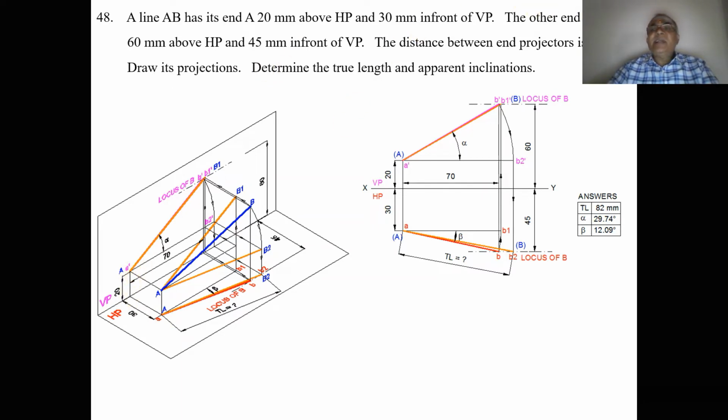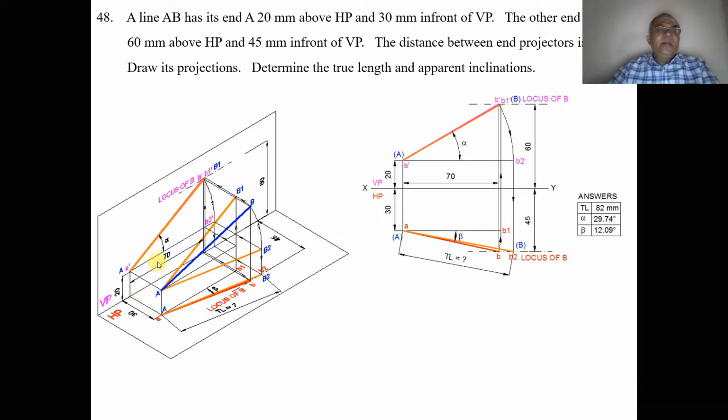Then the other end B is 60 mm above HP. When you look from the front view, this is the distance 60 mm above HP. When it is projected, it falls on the vertical plane, so that distance will be seen in VP. So you are going to get the locus of B in the front view. And when you look from the top view, we can see the distance in front of VP, which is given as 45 mm. So this distance is 45. When it is projected, it falls on the horizontal plane. So this is going to be the locus of B in the top view.